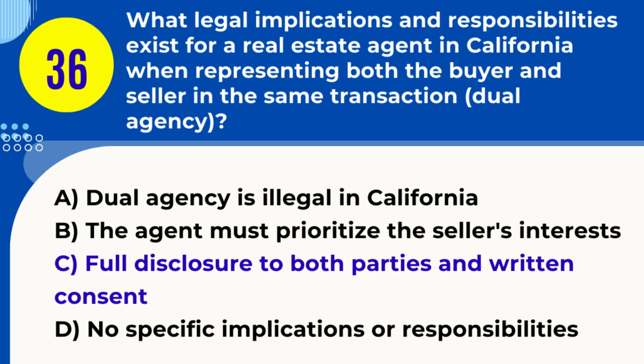Answer: C. Full disclosure to both parties and written consent. Explanation: in California, when a real estate agent represents both the buyer and seller in the same transaction, dual agency, they have specific legal responsibilities. These include fully disclosing the dual agency to both parties and obtaining their written consent.